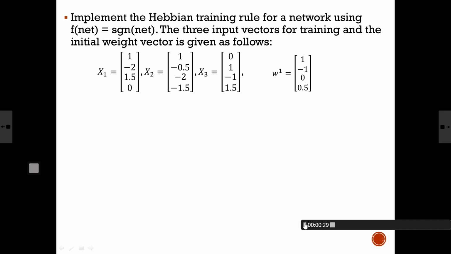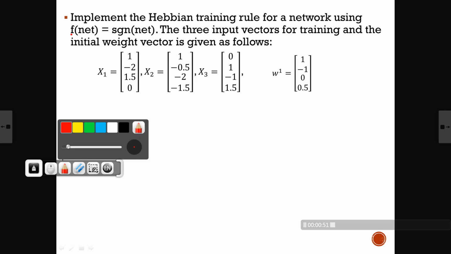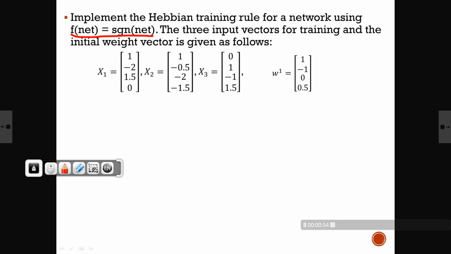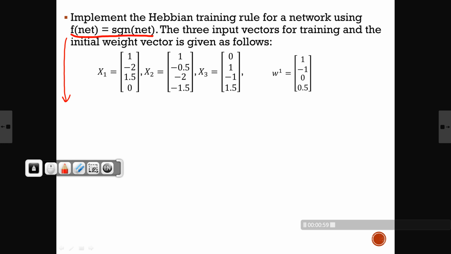As we know, the Hebbian learning rule can be used either for binary neuron or continuous neuron, discrete as well as continuous neuron. So as of now, we are given f of net is equal to sign of net. Now when I say f of net is equal to sign of net, it is nothing but a bipolar binary neuron. It is a bipolar binary neuron.